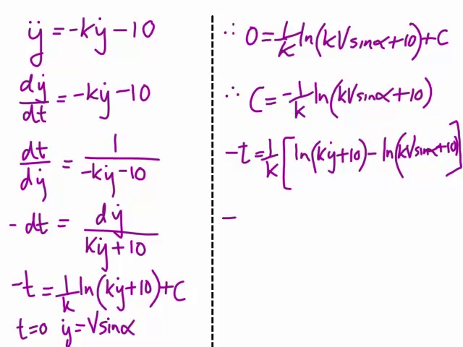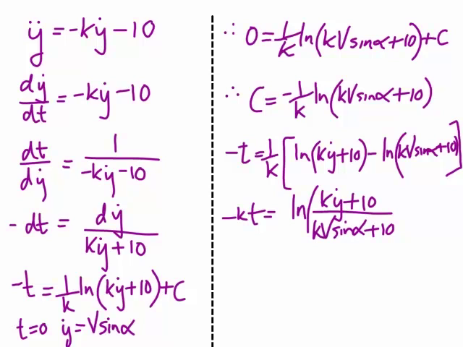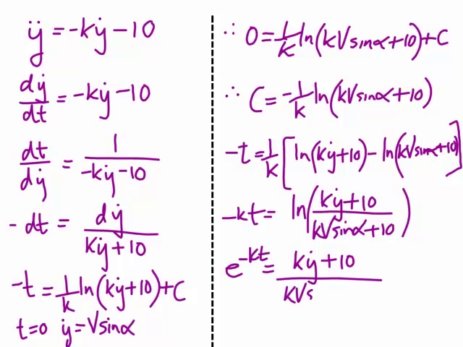Now we get minus kt is equal to, combining the logs, ln of ky dot plus 10 all over, using our log laws, kv sine alpha plus 10. Raise everything to the power e, we end up with e to the minus kt is equal to ky dot plus 10 all over kv sine alpha plus 10. And that's pretty easy now to rearrange and make y dot the subject.